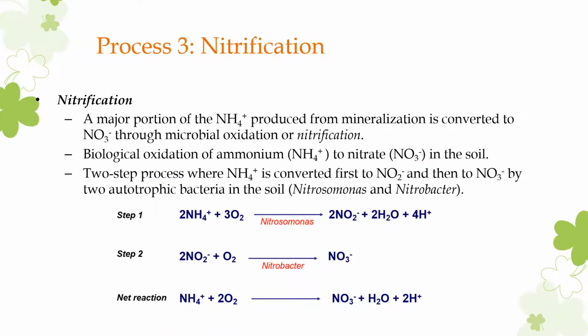The next process is nitrification. A major portion of the ammonium produced from mineralization is converted to nitrate through microbial oxidation, also known as the nitrification process. The biological oxidation of ammonium to nitrate in the soil is known as nitrification. It is a two-step process where ammonium is converted first to nitrite and then to nitrate by two autotrophic bacteria in the soil, which are Nitrosomonas and Nitrobacter. The process is shown in step 1 and step 2 and also the net reaction of the final products.